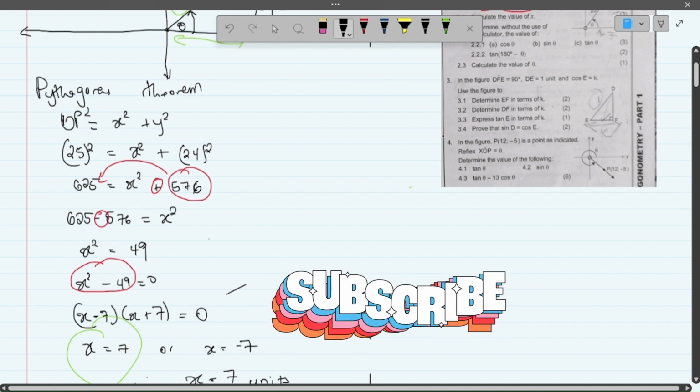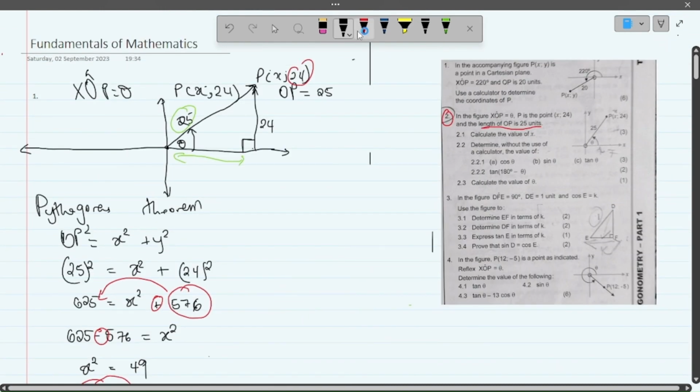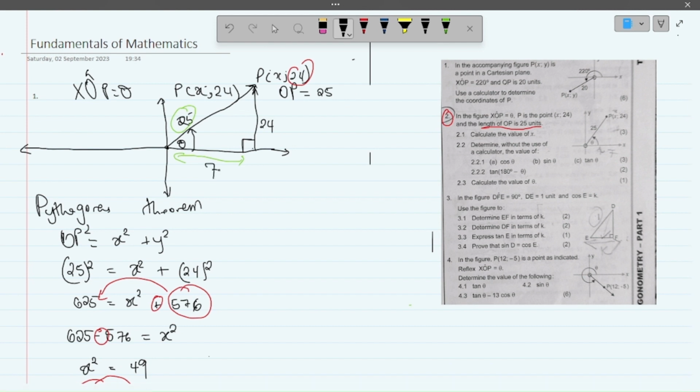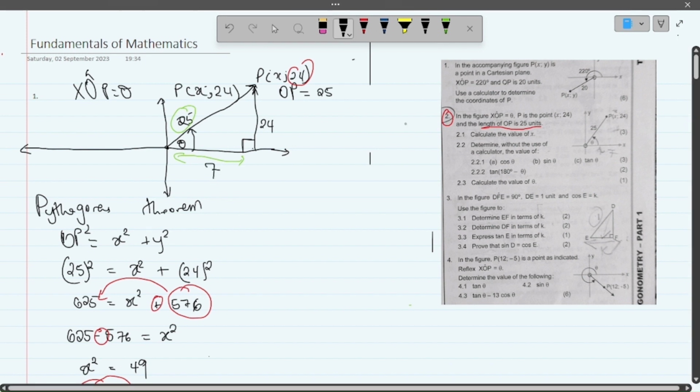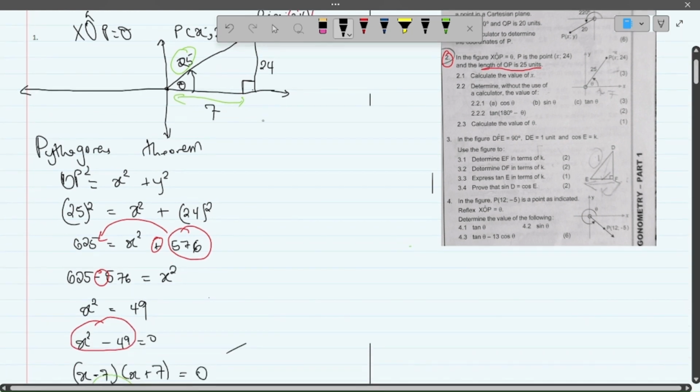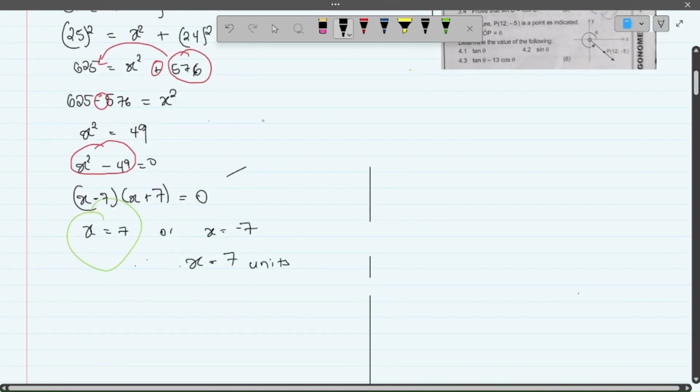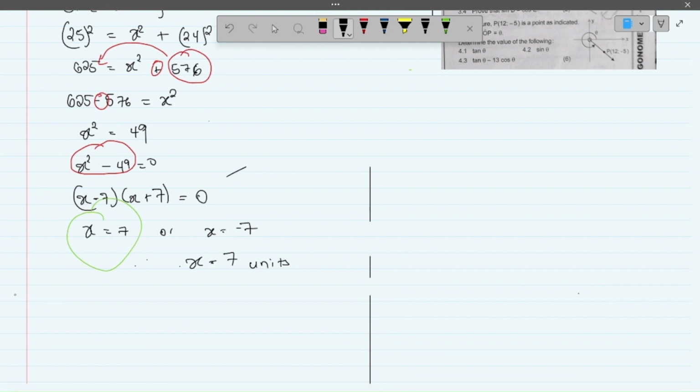Did you miss anything? I doubt. So this value is what? It's 7 units, guys. Right. So now let's go to the first question. It says calculate the value of x. Oh, we already calculated the value of x. Just the 2.2.1. The value of x already calculated is what? It's 7 units.